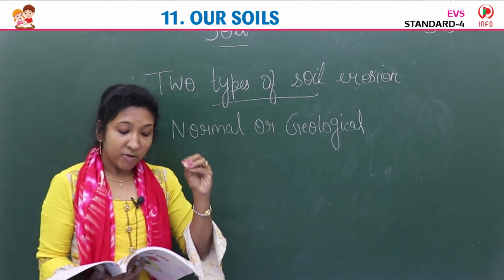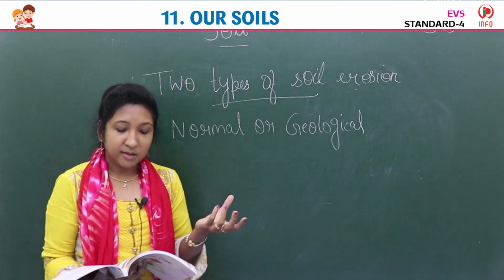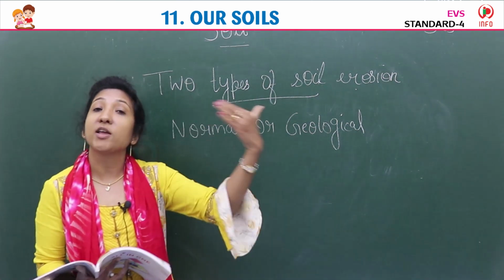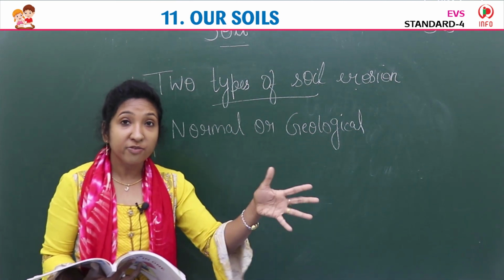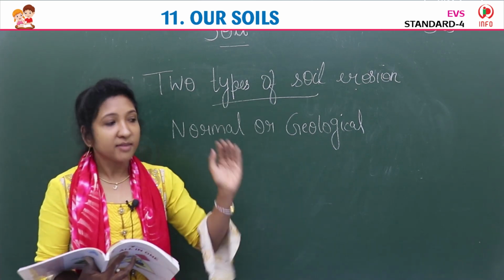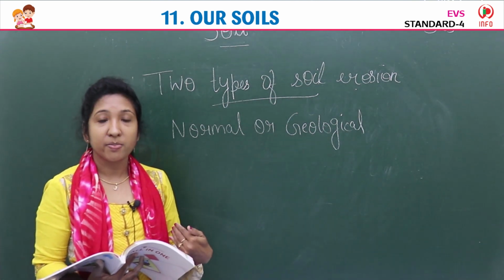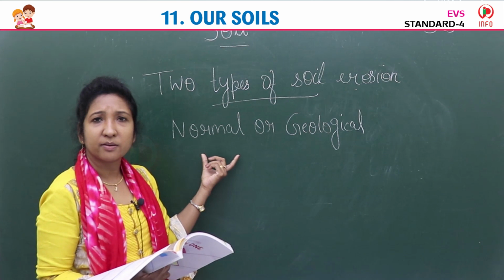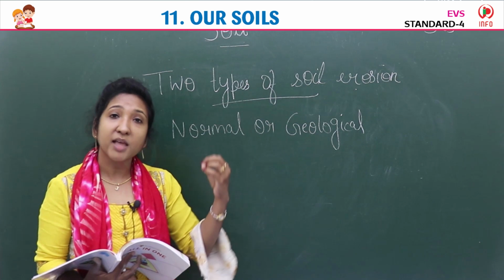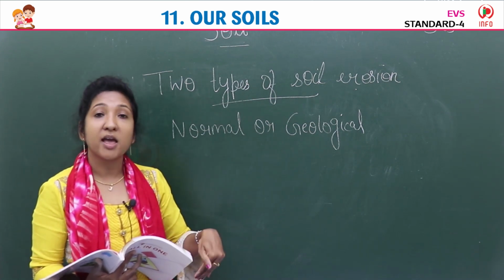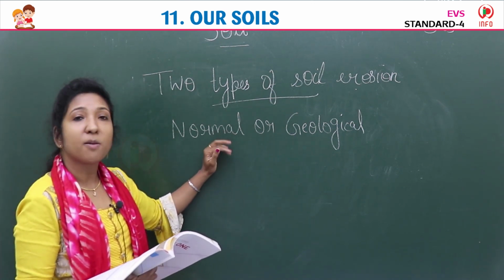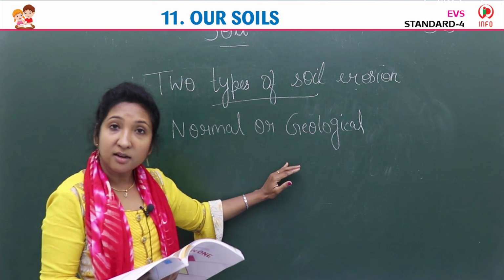Actually, in quantitative terms, the amount of soil lost through erosion is equal to the amount of soil formed. So there is no profit, no gain, we say, because whatever amount of soil is lost, that amount of soil we are getting back. That's why we said it is normal soil erosion. That erosion type we won't be able to see, since the amount of soil lost, we get back that amount of soil. So that type of erosion is called normal soil erosion or geological soil erosion.